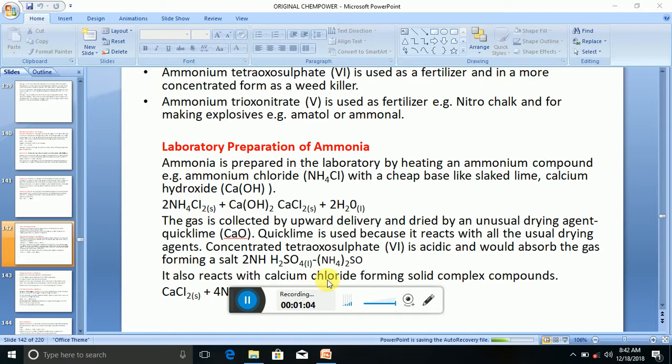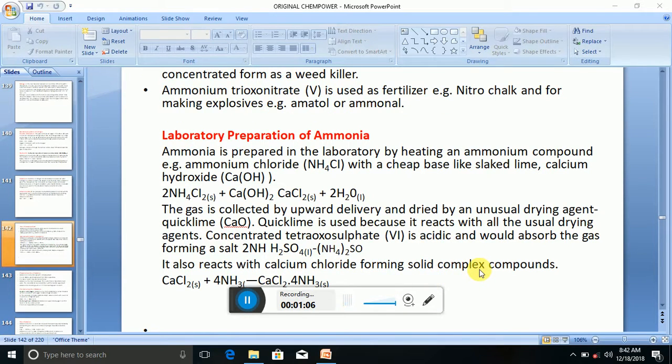Ammonia also reacts with calcium chloride, forming solid complex compounds. So you cannot use any of these as the drying agent. You just have to use quicklime in the laboratory preparation of ammonia as the drying agent.